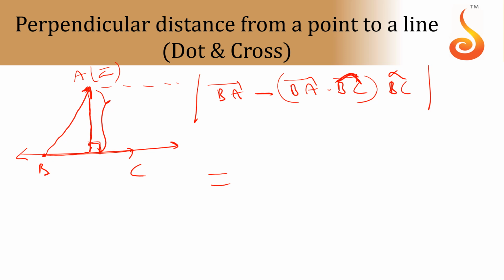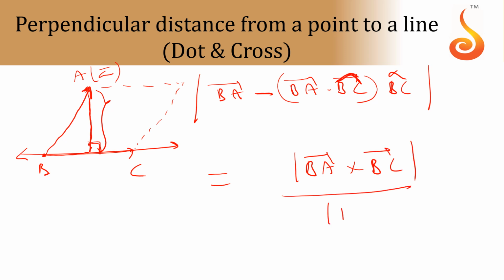Now if I extend like this and join like this, this mod BA bar cross BC bar will give you the area of the parallelogram. By mod BC bar, if I do area of the parallelogram by base, I will get the height. So these are the two ways you can find the perpendicular distance from a point to a line.